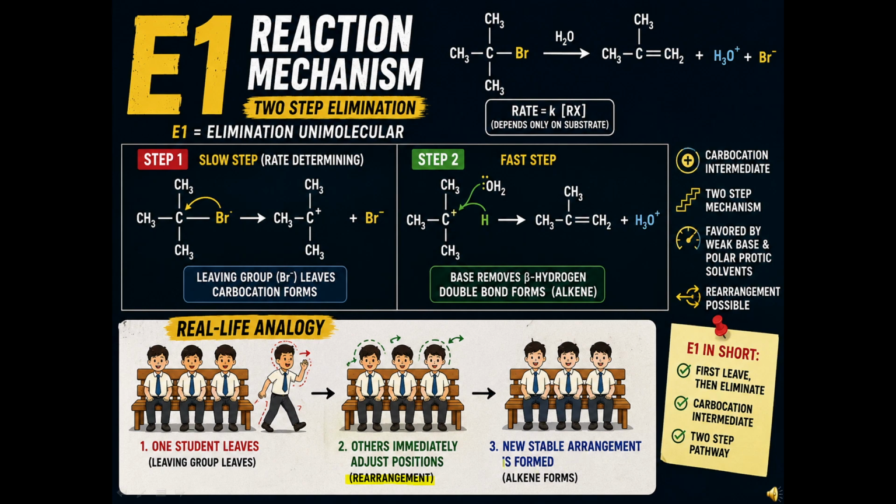In an E1 reaction, the first step is when the leaving group leaves the molecule, just like that student leaving the bench. This creates a carbocation, which is unstable because it now has empty space and less stability. Then, in the second step, a base removes a nearby hydrogen atom. The electrons from that bond shift to form a double bond, helping the molecule adjust and become more stable, just like the student spreading out on the bench.